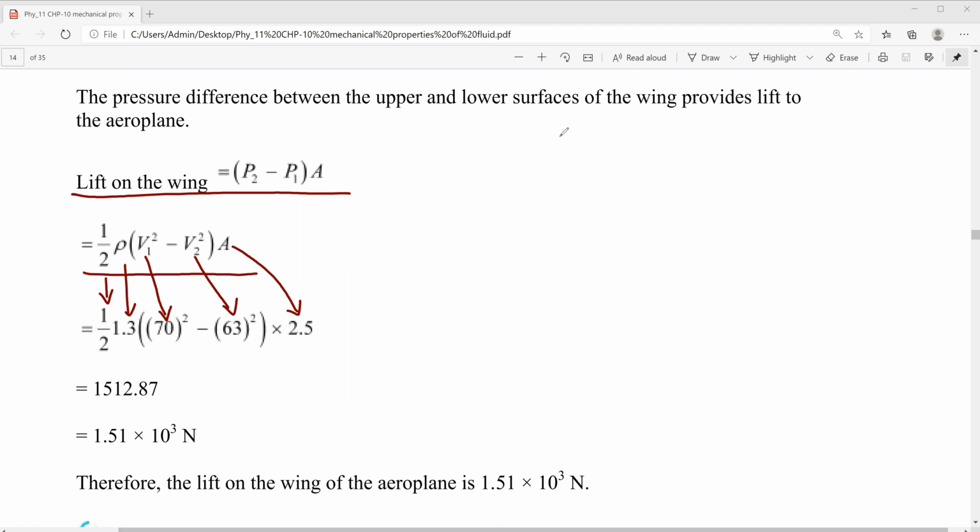And after substituting all those, if you calculate this, P1 minus P2 into area, we got 1512.87. And if you shift the digit, it becomes 1.51 into 10 to the power of 3 Newton. So that is the lift on the wing that we got. So just check whether you get this much of an answer or not.